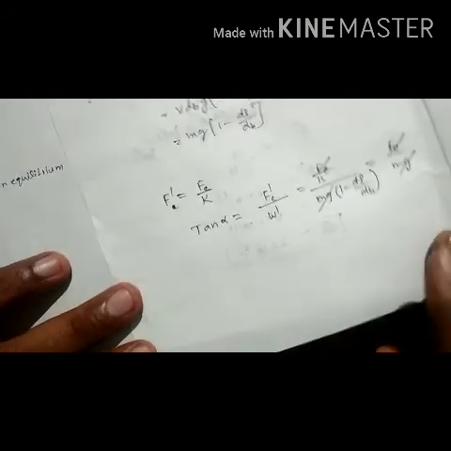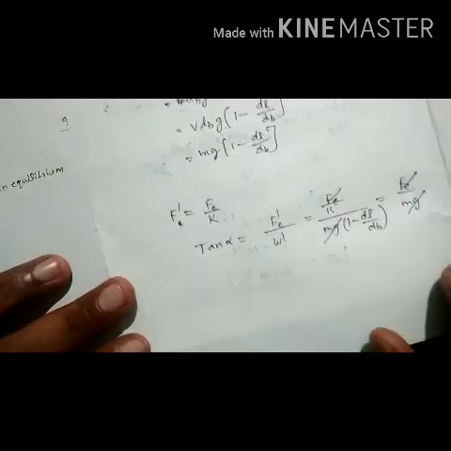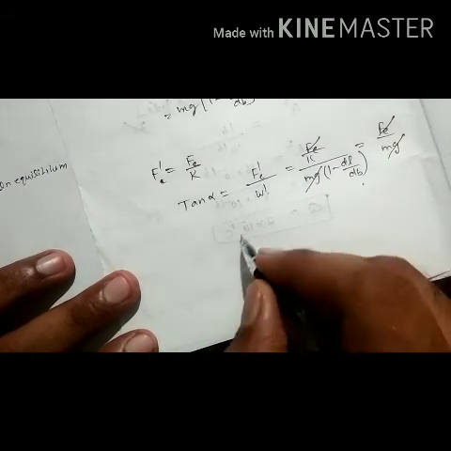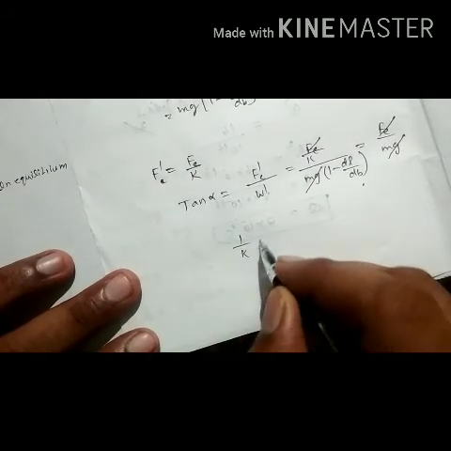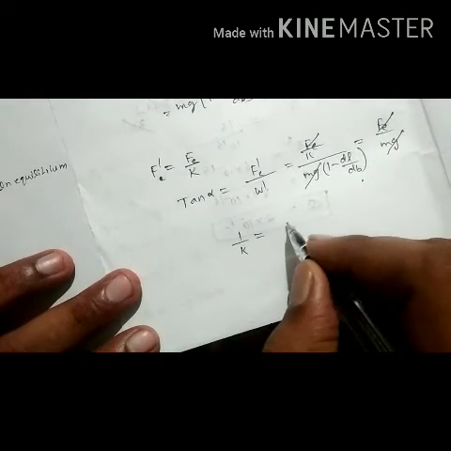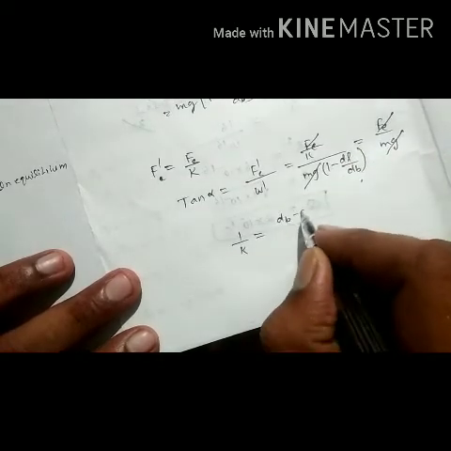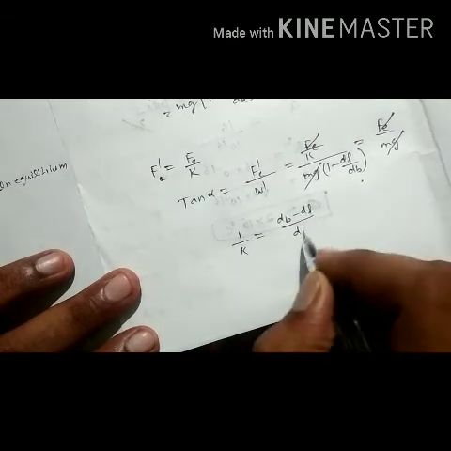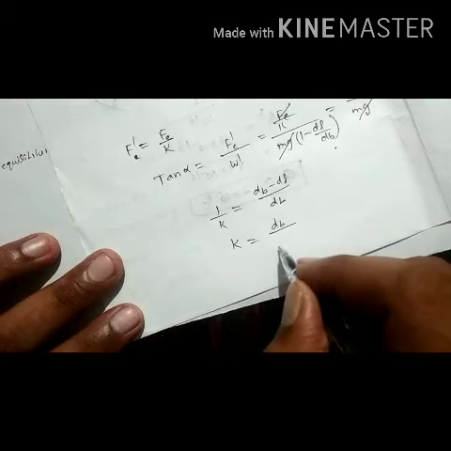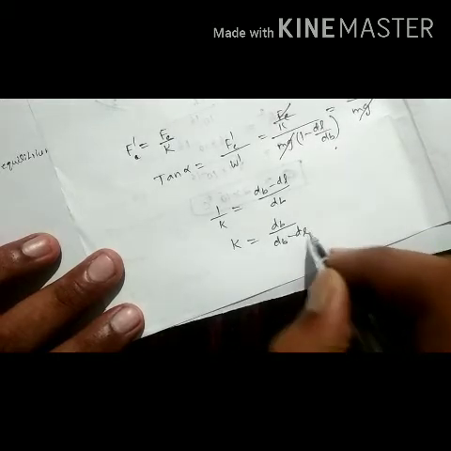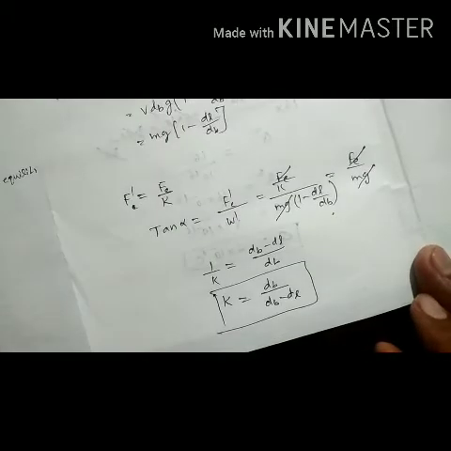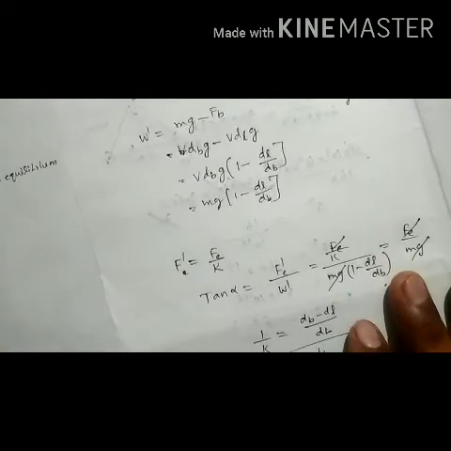Now they are asking what is the density of the material of the sphere. Density of the body you have to write. So we can write 1 by K is equal to density of body minus density of liquid by density of body. If you reverse this term, K is density of body by density of body minus density of liquid. The values are given, you can substitute here and you will get the answer. So this is one important problem.